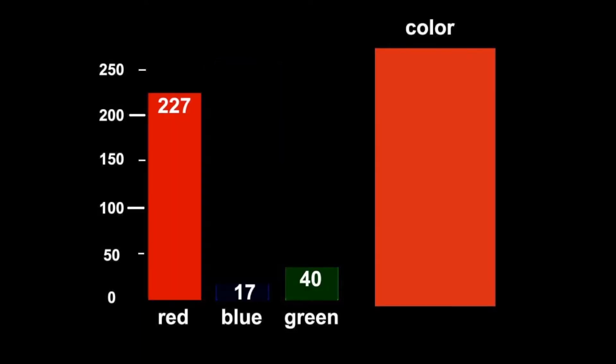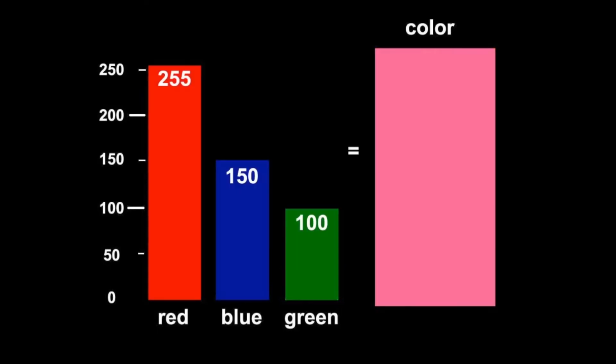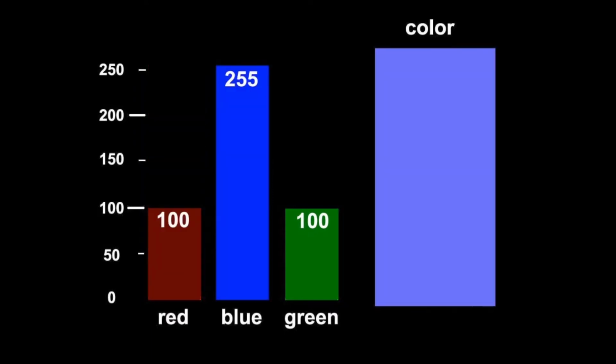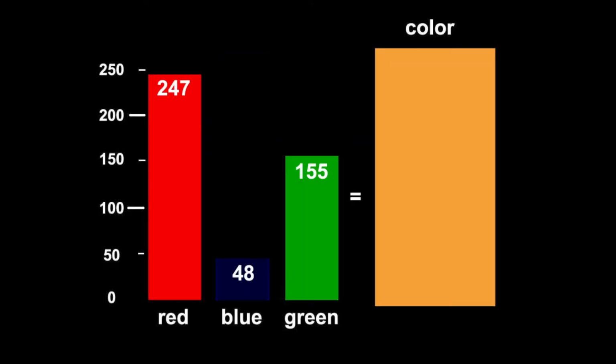This red-orange color is composed of 227 red, 17 blue, and 40 green. Here's a pink color. It's 255 red, 150 blue, 100 green. This sort of horrible blue color is 100 red, 100 green, and 255 blue. This sort of mustard color, 247 red, 48 blue, 155 green.